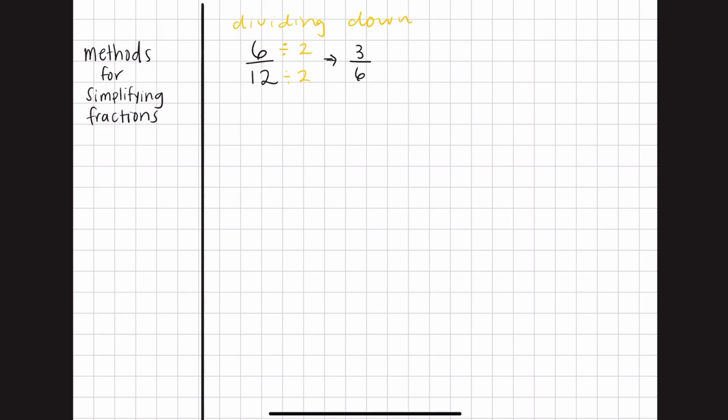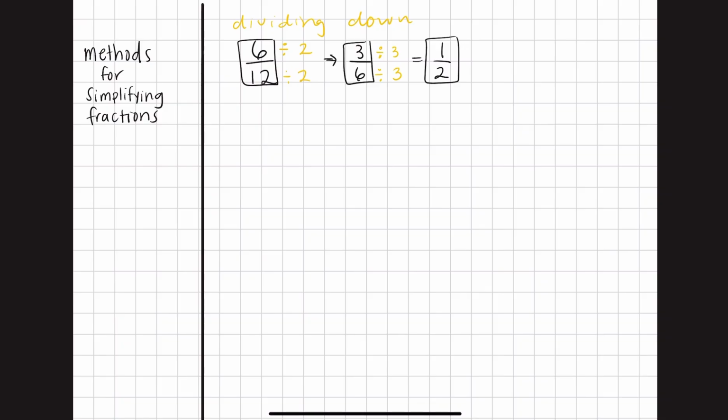Cool. And then I have 3 over 6. 3 is not an even number, but 6 is. So I can't divide by 2 because that's not a common factor that they have, but I can divide by 3. So I can divide both the top and bottom by 3. And 3 divided by 3 gives me 1. 6 divided by 3 gives me 2. So 6 over 12 is actually the same as 1/2. Right?